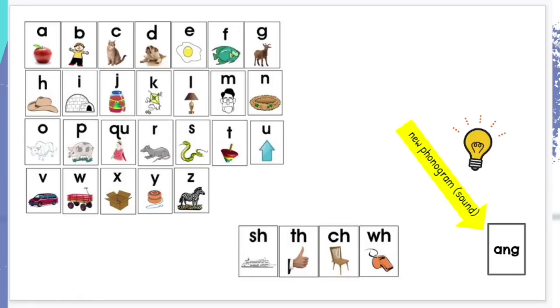Q, queen, qu. R, rat, r. S, snake, s. T, top, t. U, up, V, van, v. W, wagon, w. X, box, x. Y, yo-yo, y. Z, zebra, z. And now we're ready for those digraphs that we've been working really hard on.